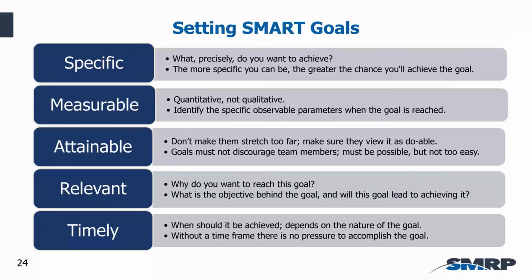So if we want to improve our maintenance cost per unit produced, we don't want to just say we want to improve our maintenance cost by 5%. We want to say 5% this year or within 12 months.